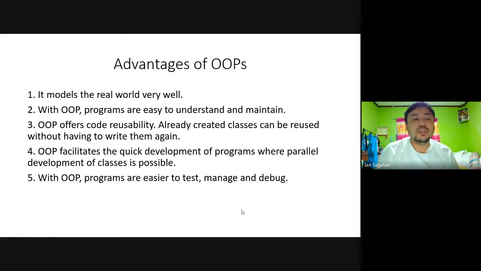Number two, with object-oriented programming, programs are easy to understand and maintain. This can be better said than done, that the programs can be understood really well and maintained in their entirety. Entirety means totally. So it is easy for you to understand the program that is given, and it is easy for you to manipulate all the variables that you can see in OOP. Number three, OOP offers code reusability. Already created classes can be reused without having to rewrite them.